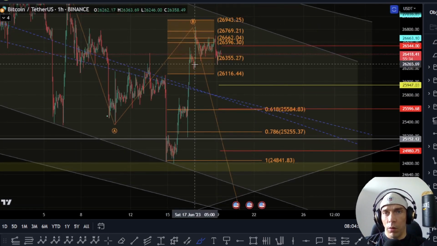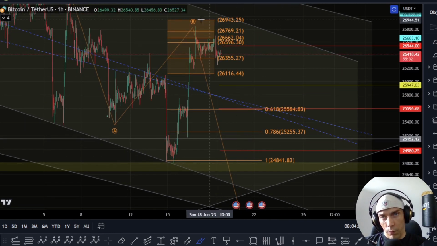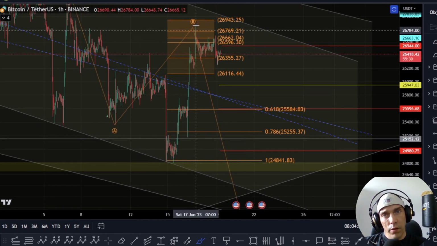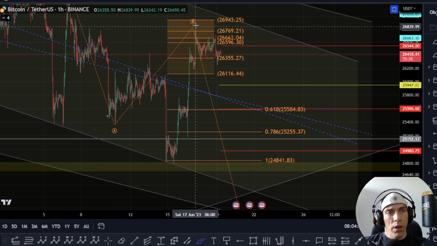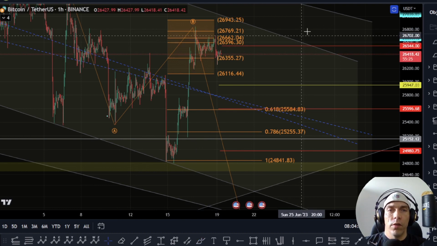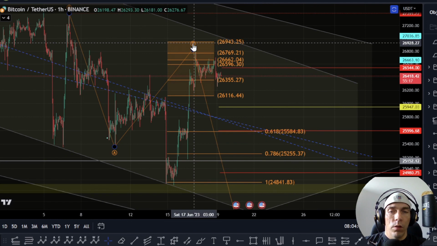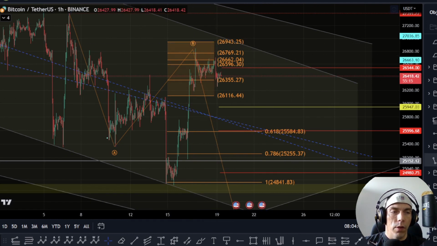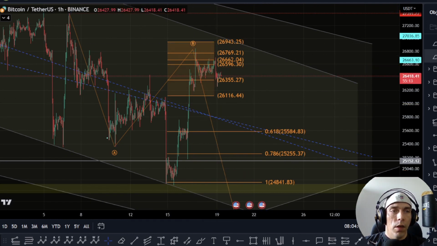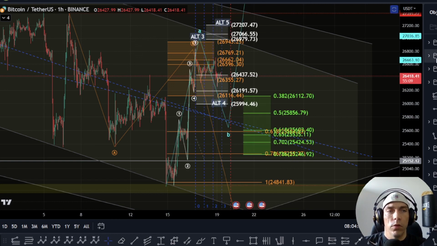Now, what I'd want to see here, if this is the case, to confirm it, is this high in place here at this 26,839. I don't want to see price move back above that. And then what I'd want to see is 5-wave structure developing to the downside. Now, that would be looking for something along these lines. Now, this would be on the shorter term here.